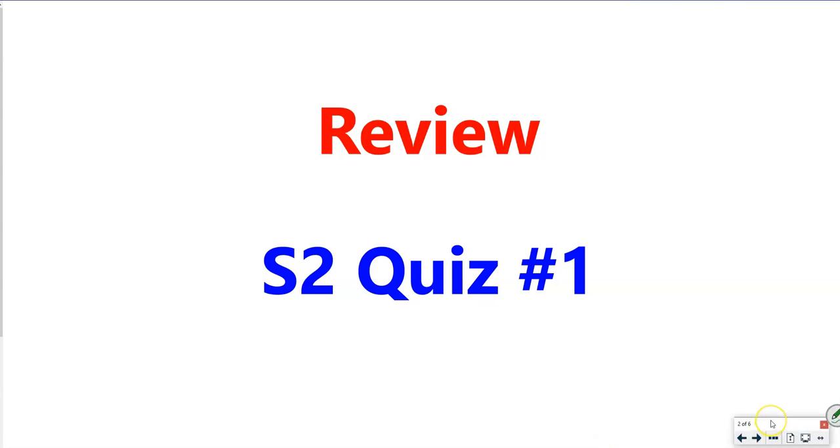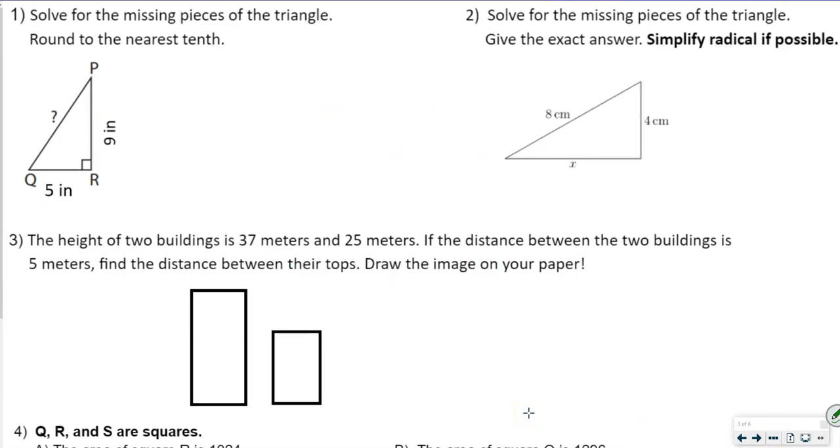So in this video, I'm going to go over the Semester 2 Quiz 1 review, okay? So first of all, it says solve for the missing piece of the triangle, round to the nearest tenth. We're going to use the formula a squared plus b squared equals c squared. We're going to label our sides. So opposite the right angle is c. And then I'm going to just say this one's a and this one's b. Could have done it the other way around, but this is the way we're going to do it.